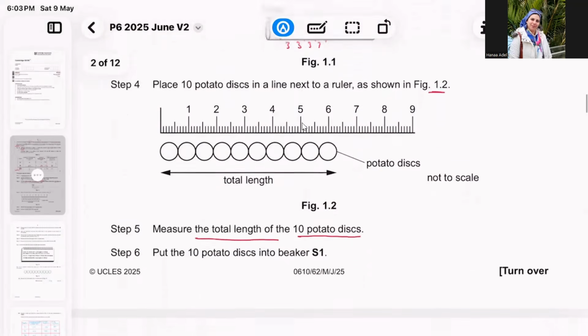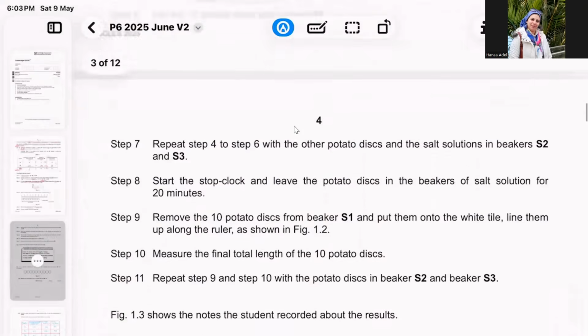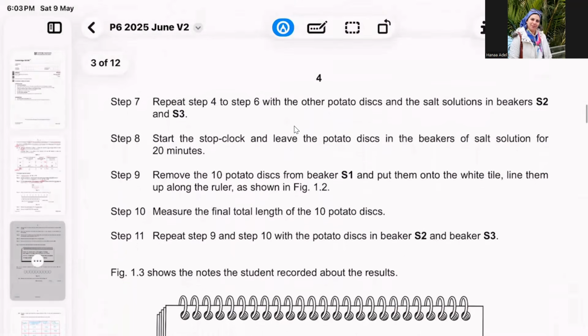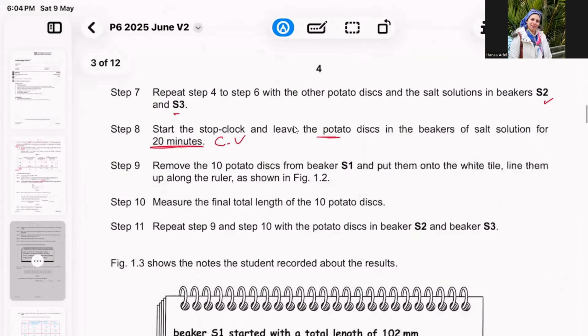Put the 10 potato discs into beaker S1. Repeat steps 4 to 6 with the other potato discs and salt solution in beaker S2, which is 0.5, and S3, which is considered as a control. Start the stop clock and leave the potato discs in the beakers of salt solution for 20 minutes. So this is a controlled variable.